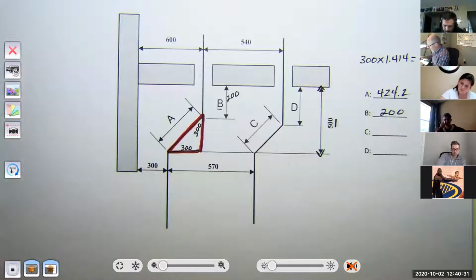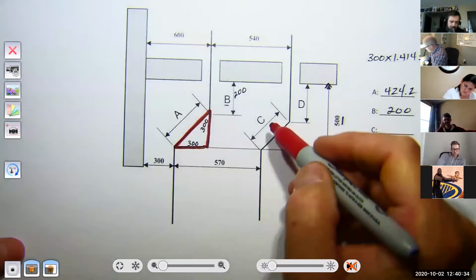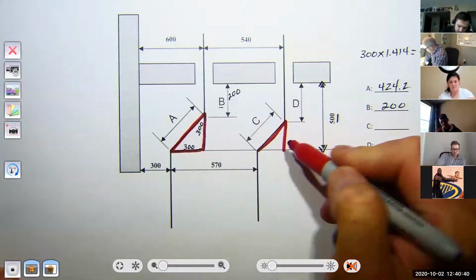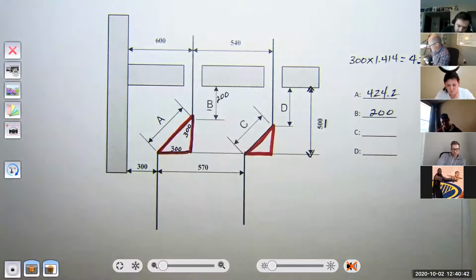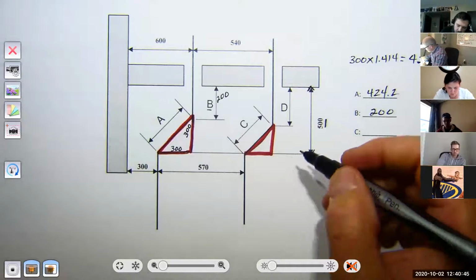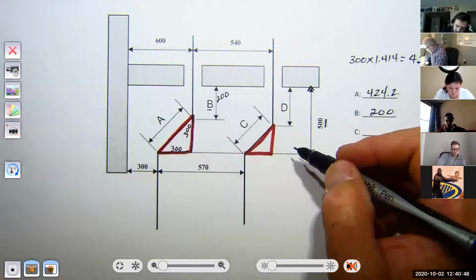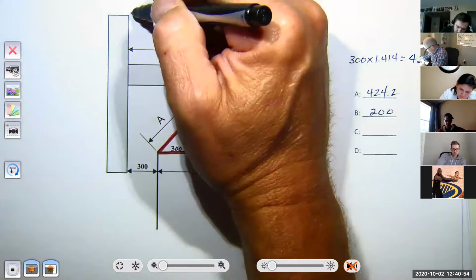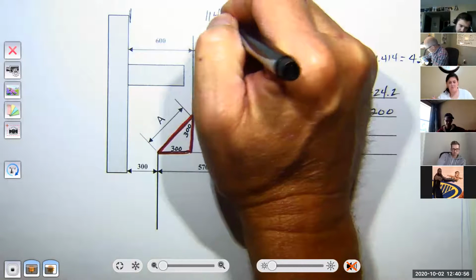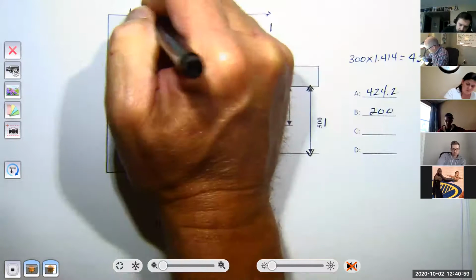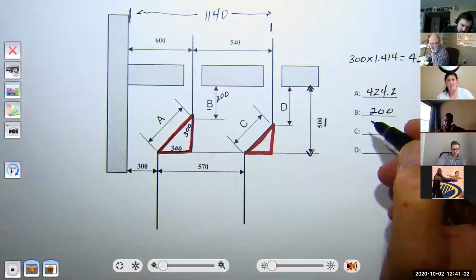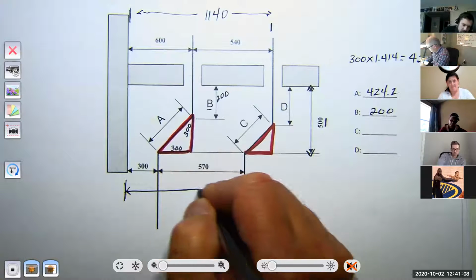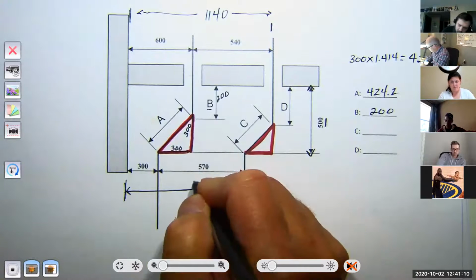And now C, I'm going to draw a right angle triangle for C. Just like that. And now I have to take the measurement from there to the wall. So that's 1140. That's 1140 at the top there. And from here at the bottom is 870.